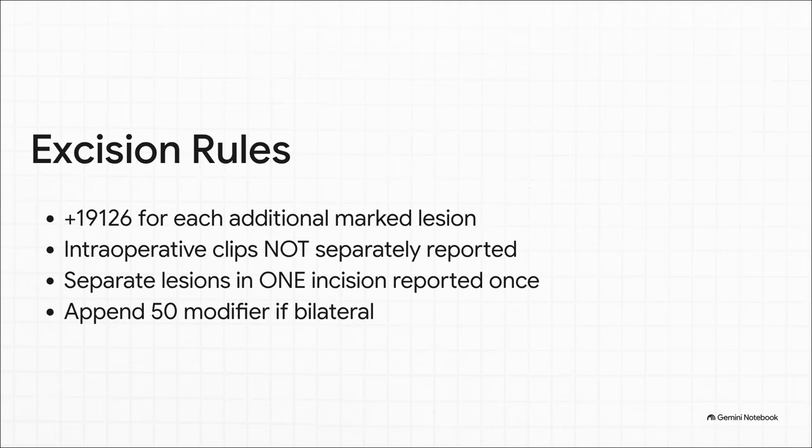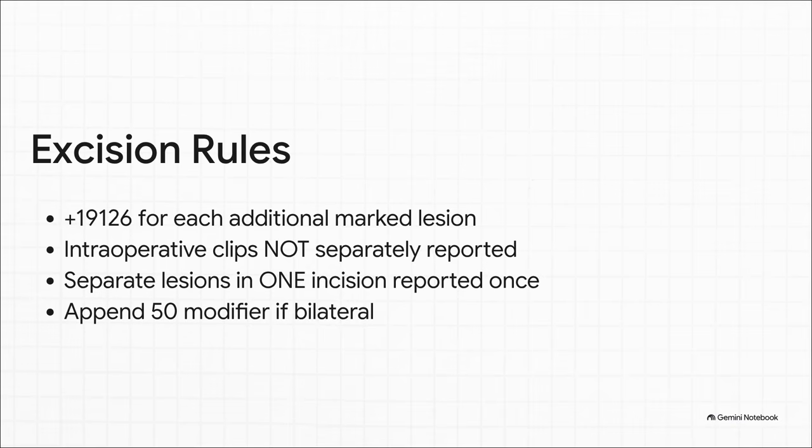You really need to keep these strict coding rules in mind for marker-directed excisions. You're going to use add-on code 19126 for each additional marked lesion. But remember, this is completely different from palpable resections. For CPT 19120, the code definition actually says 1 or more lesions. So removing 2 palpable fibroadenomas through the exact same operative field is billed as just a single unit.